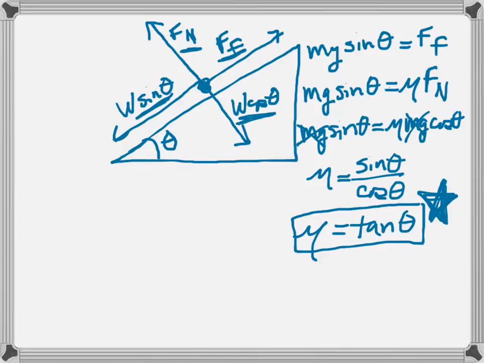But also, that object would no longer be going down the inclined plane at a constant velocity, and that is the key. You can only use mu as tangent of the angle in the situation where you have an object on the inclined plane and it's going down under its own weight component at a constant velocity. Then and only then could you use this quick little equation. You simply take the tangent of the angle, and you would know the coefficient of friction only in that situation. Very important to remember that.